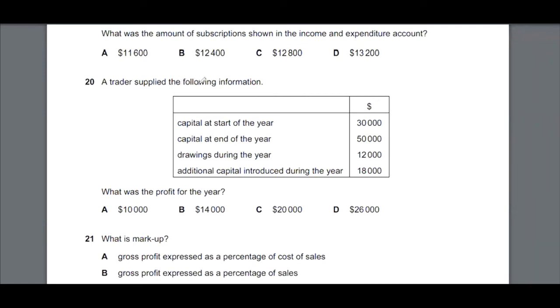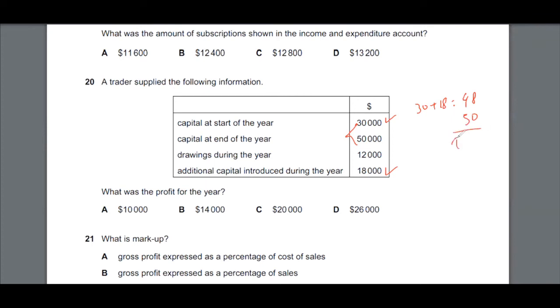A trader supplied the following information. What was the profit for the year? So you need to first understand what has happened in here. Capital at the start is 30,000. Additional capital introduced during the year is 18,000. So 30 plus 18 is 48. That's the total beginning capital that you have. Capital at the end of the year is 50.